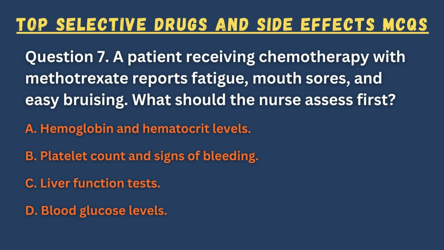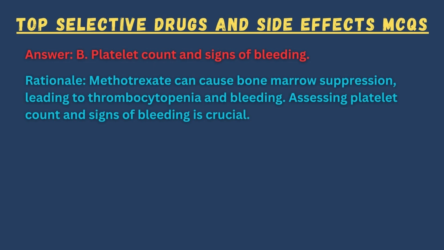Question 7. A patient receiving chemotherapy with methotrexate reports fatigue, mouth sores, and easy bruising. What should the nurse assess first? A. Hemoglobin and hematocrit levels. B. Platelet count and signs of bleeding. C. Liver function tests. D. Blood glucose levels. Answer: B. Platelet count and signs of bleeding. Rationale: methotrexate can cause bone marrow suppression, leading to thrombocytopenia and bleeding. Assessing platelet count and signs of bleeding is crucial.